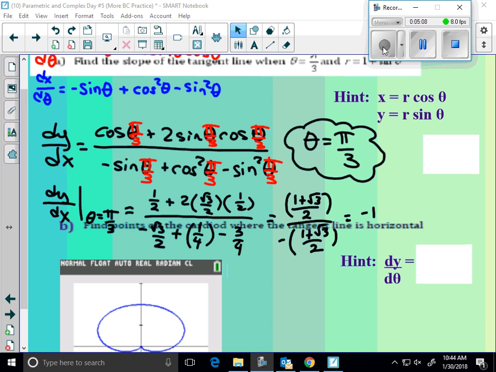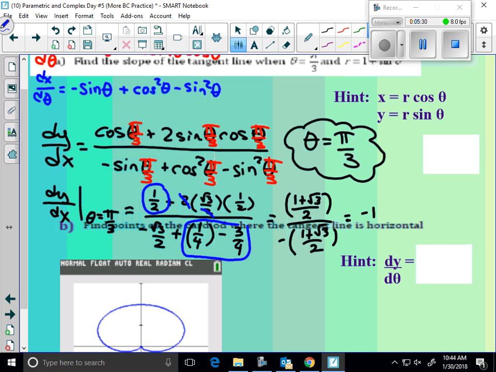So if I plug in a pi over 3 here, check out what happens. I get a 1/2 for cosine of pi over 3. I get 2 times the square root of 3 over 2 times 1/2, but this 2 only cancels one of those 2's, so I get root 3 over 2. So that's 1 plus root 3 all over 2. Down here, what do these two combine to? Negative 1/2, so I pull out a negative. That makes this 1 plus root 3 over 2, and that, in turn, because I have a positive over a negative, gives me a slope of -1.